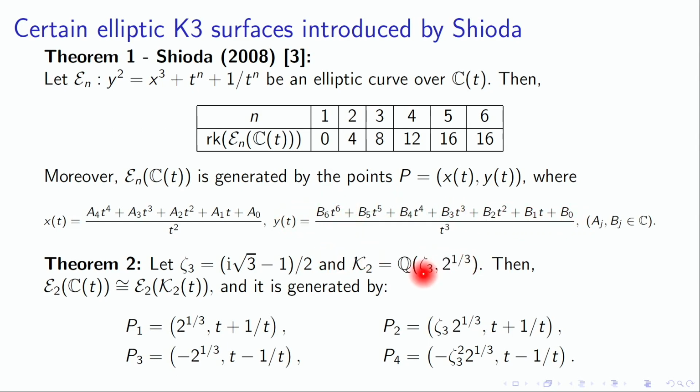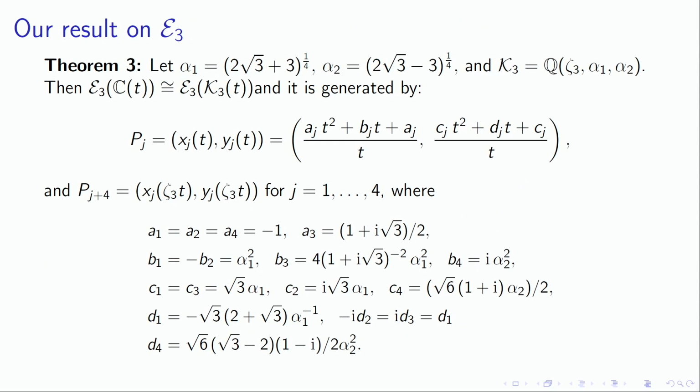In some of his earlier papers, he considered the case E2 and determined the splitting field as this one, where zeta 3 is the third root of unity, and these points generate the lattice. So our work is to determine the splitting field and the generators for this family for other n's.